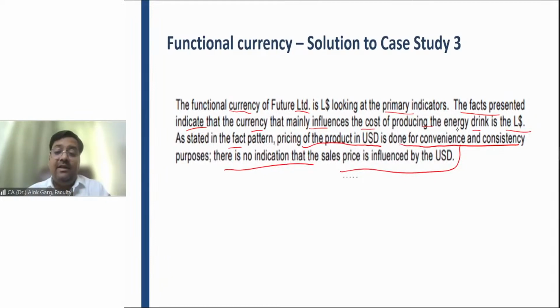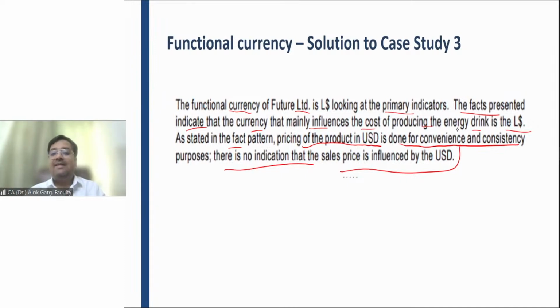Likewise, for the sake of convenience, the price has been fixed in US dollar. It does not mean that the US market, the USD currency, is influencing the sales price, right? Is that clear? Namrata is asking, sir, we need to understand which market influences the sales price, right? You are right, Namrata. Sir, what happens if it is not given in the question? If it is not given in the question, then you just need to understand what is given in the question.